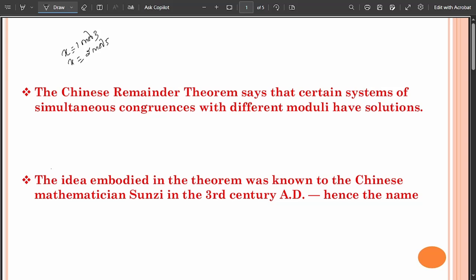The name came from the Chinese mathematician Sun Zi. Basically, in the 3rd century, he discovered this theorem.